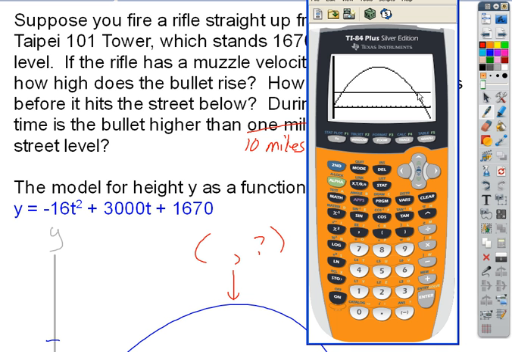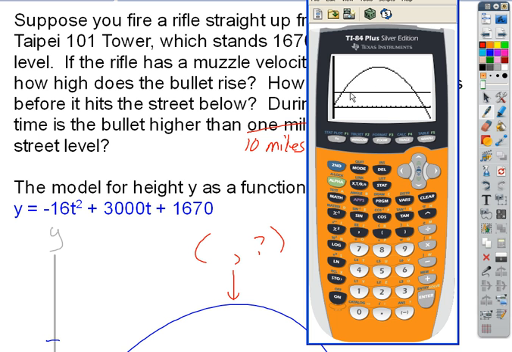Now, what I'm going to ask you on the study guide and the test for something like this is when does the projectile first reach a height of 10 miles, right? So where would that be on the graph? At the intersection, right there. Where would it last be above 10 miles? The other one, right here. That's where it falls through a height of 10 miles.